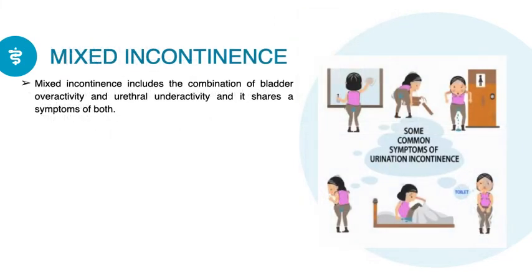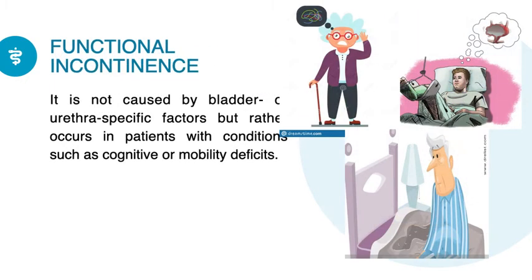The next one is mixed incontinence. This includes the combination of bladder overactivity and urethral underactivity, and it shares symptoms of both. The last one is functional incontinence. It is not caused by bladder or urethra specific functions, but rather it occurs in patients with conditions such as cognitive or mobility deficits.